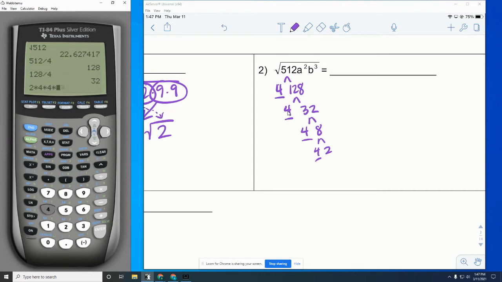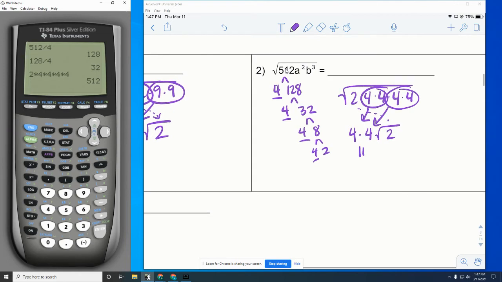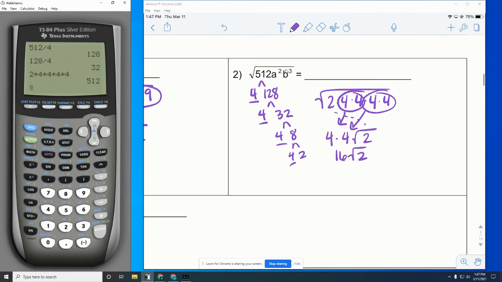So when I do my quick check, 2 and then 4 4s gets me back to 512. So I can take out a 4 and a 4, and there will be a 2 left. So that would give me 16 square root 2. Let me double check that real quick.